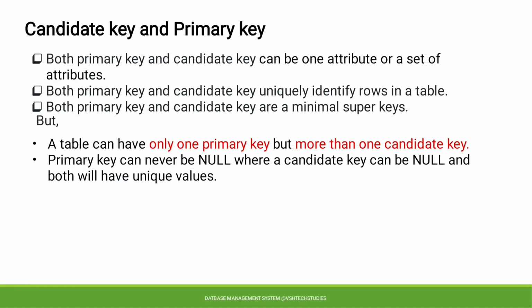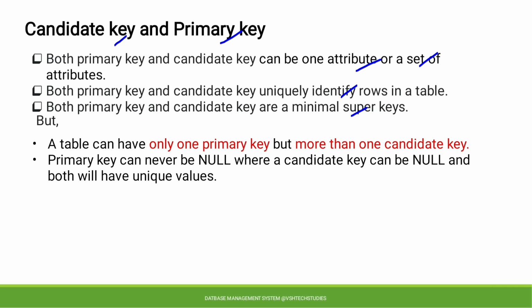So we have come to know that from super keys, candidate keys are derived. Next, from candidate keys, primary key is chosen. Minimal super key is candidate key. And next, how to choose primary key from candidate key. First, we shall compare both. Both primary key and candidate keys can have one attribute or set of attributes. Both can uniquely identify rows in a table. Both are minimal super keys.